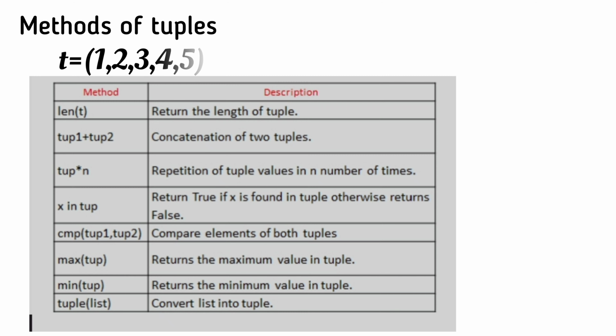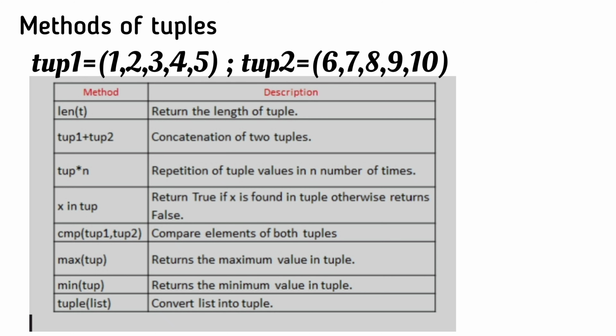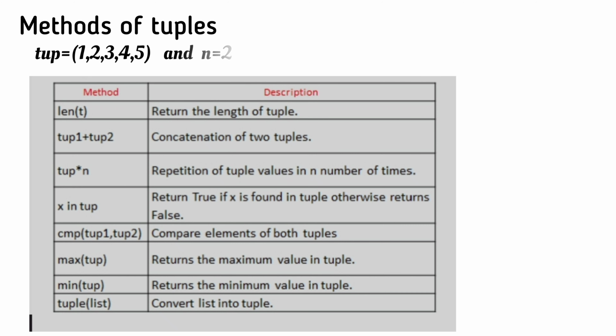Now we see the methods of tuple. Here I take t equal to 1, 2, 3, 4, 5 and I get the length of t, which returns the value 5. Next, I concatenate tup1 plus tup2 with values 1, 2, 3, 4, 5 in tup1 and 6, 7, 8, 9, 10 in tup2. I get 1, 2, 3, 4, 5, 6, 7, 8, 9, 10.